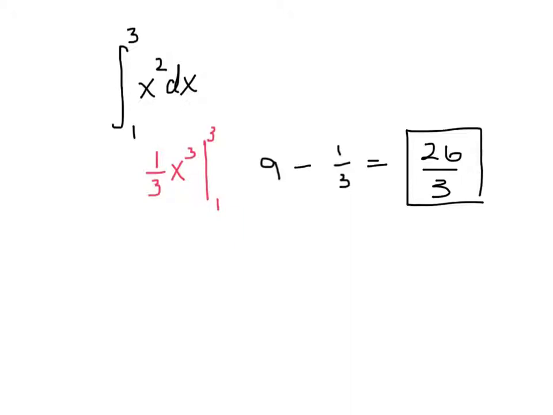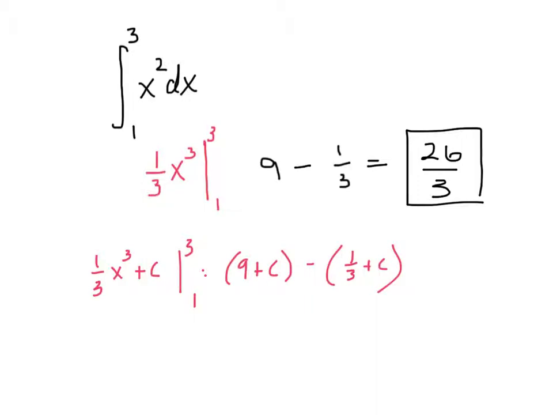Why we didn't need the plus c, well, there are two reasons. One is kind of just algebraic. If I put plus c, when I evaluate at 3, I get 9 plus c. When I evaluate at 1, I get 1/3 plus c, and you'll notice the c's are going to cancel out, and they always are.